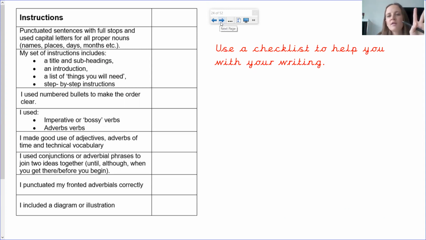So if you need anything from there, you can pause it and write down a little checklist for yourself that once you have finished writing your final hot task, you can go through it and edit the work yourself. Well, go through it and tick off if you have included each one of these things.